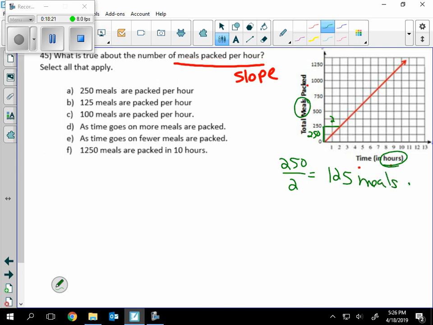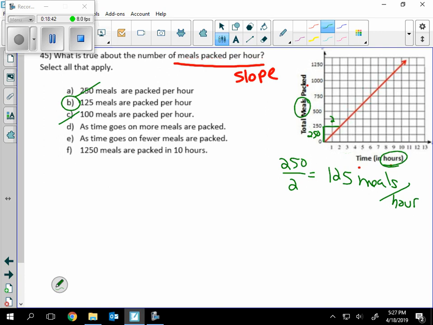Now, let's go see which answer looks correct. 250 meals are packed per hour? No. 125 meals are packed per hour. Yes, that's what we calculated. Let's keep going. We have to select all that apply. 100 meals are packed per hour. No, we said 125.